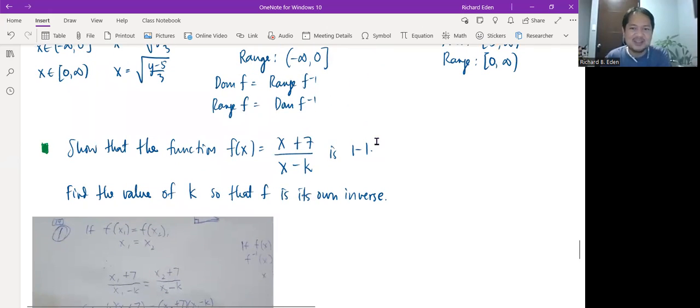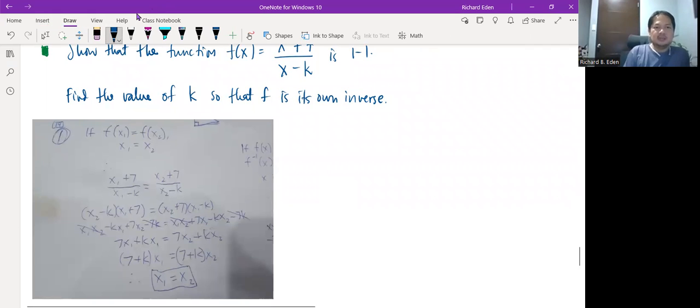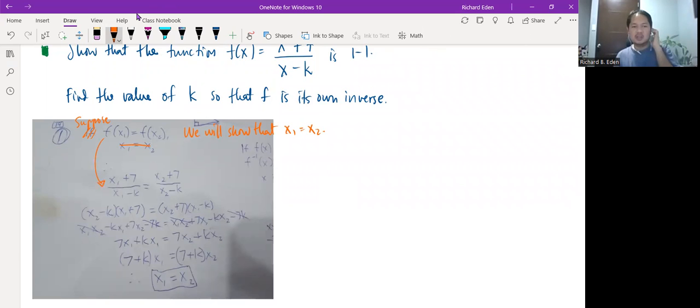Okay, anyway, show that the function is 1-to-1. All right. So to present the argument, we start with stating, suppose f of x1 equals f of x2. Okay. We will show that x1 equals x2. All right. So f of x1 equals f of x2.